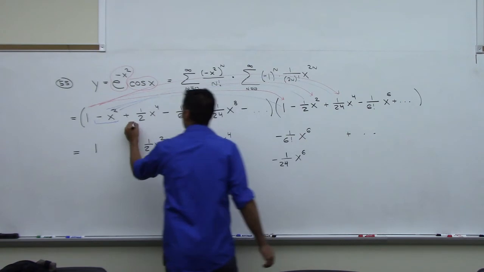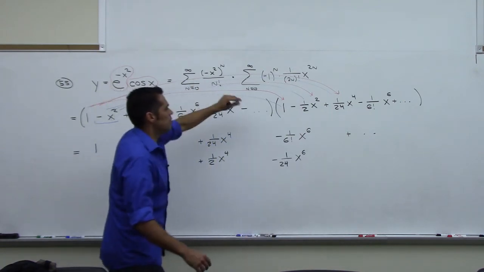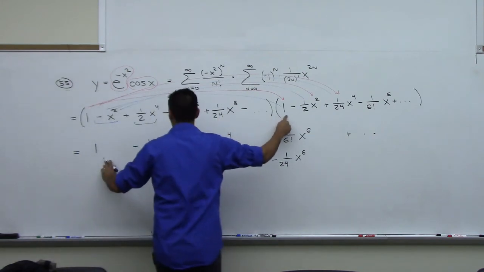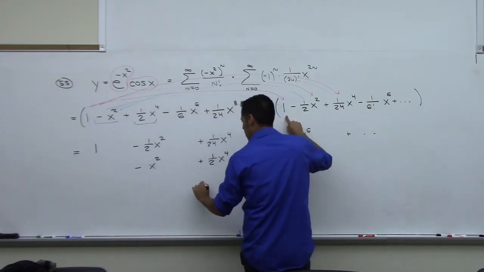So I'll just do this one here. This one gets passed through each of those. So 1/2 x to the 4th times 1 is 1/2 x to the 4th.